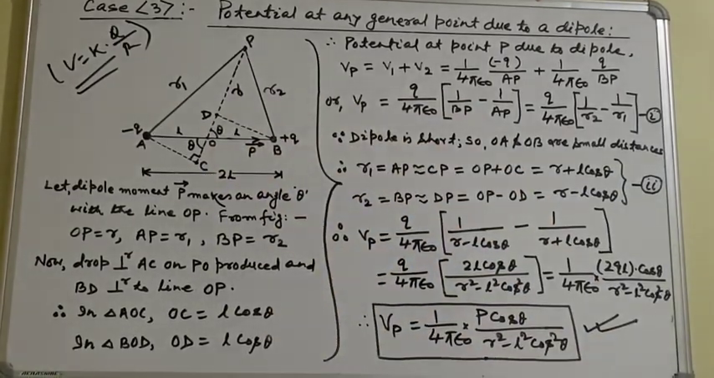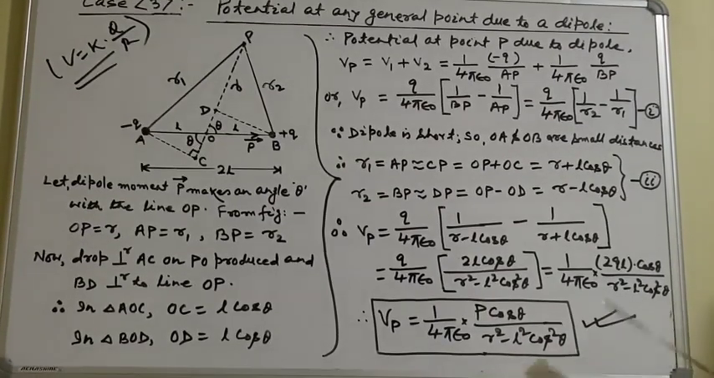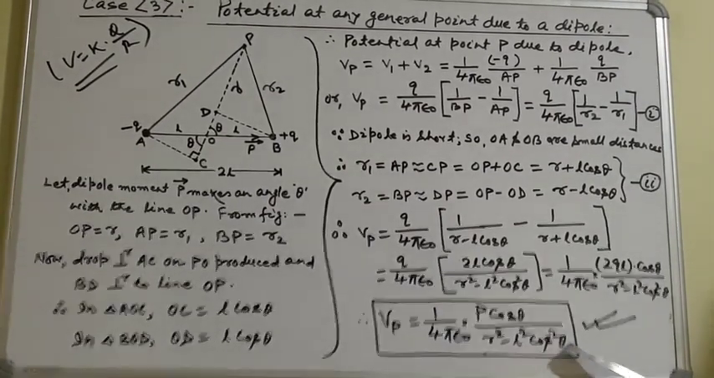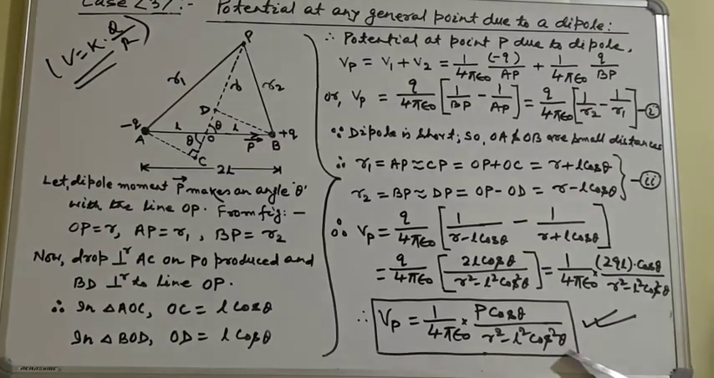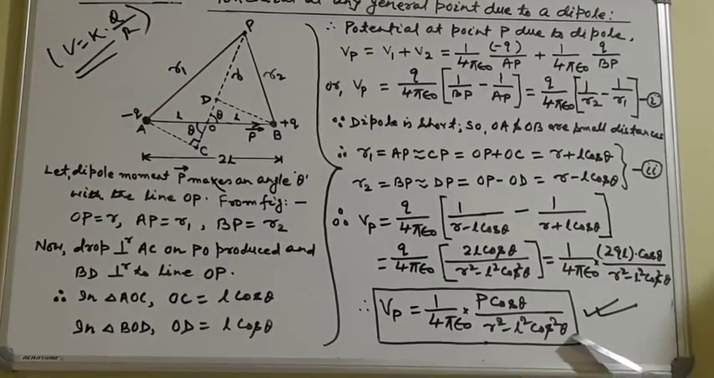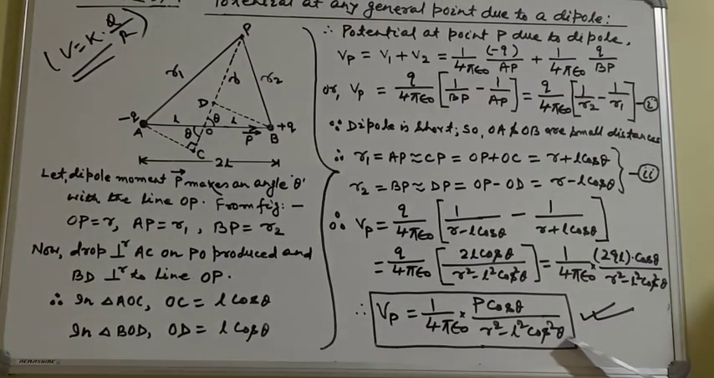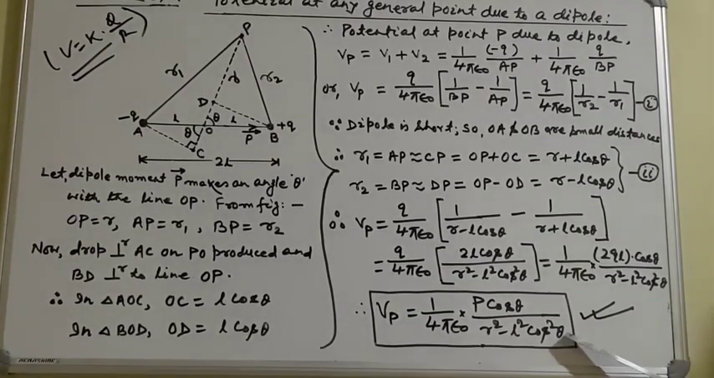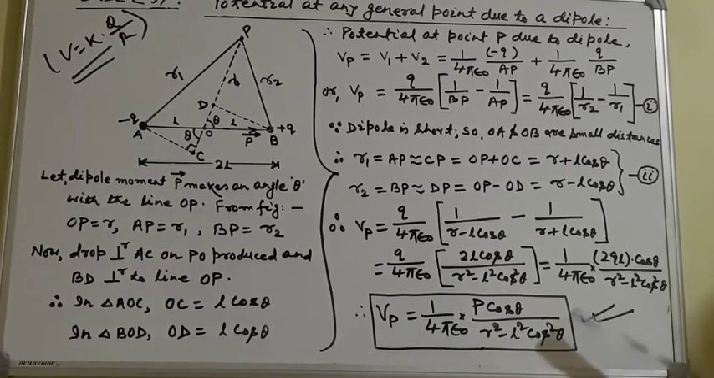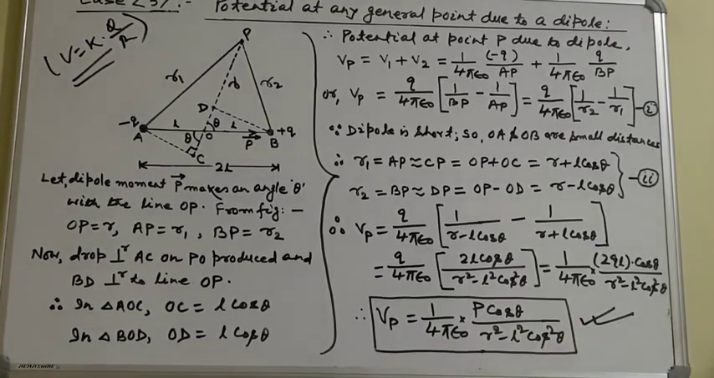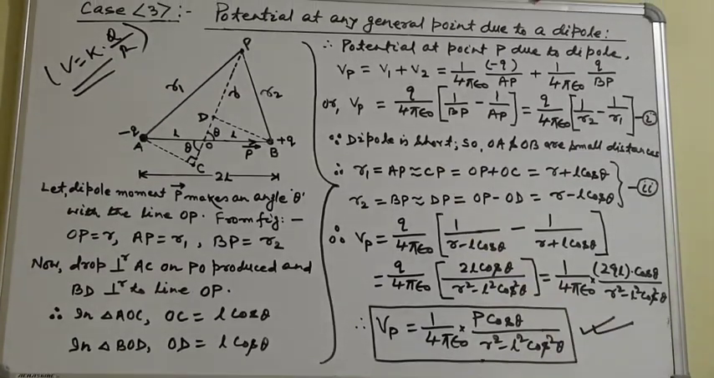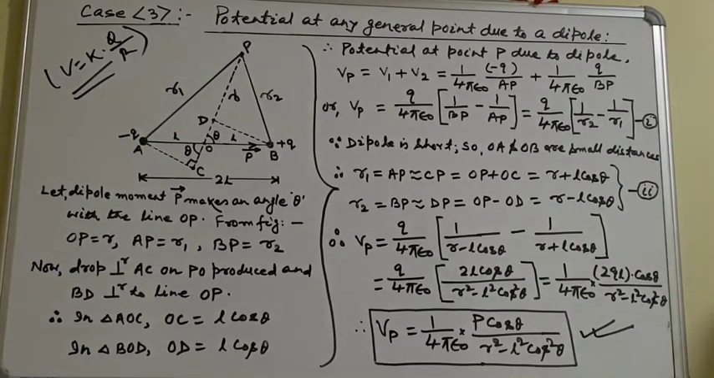Now you can check whether this equation is correct or not. For the case of the axial line, put theta equal to 0 degrees and check the result with the axial line. In case of the equatorial line, put theta equal to 90 degrees and check with the equatorial line. This expression gives the value of electric potential at any general point P due to a dipole.